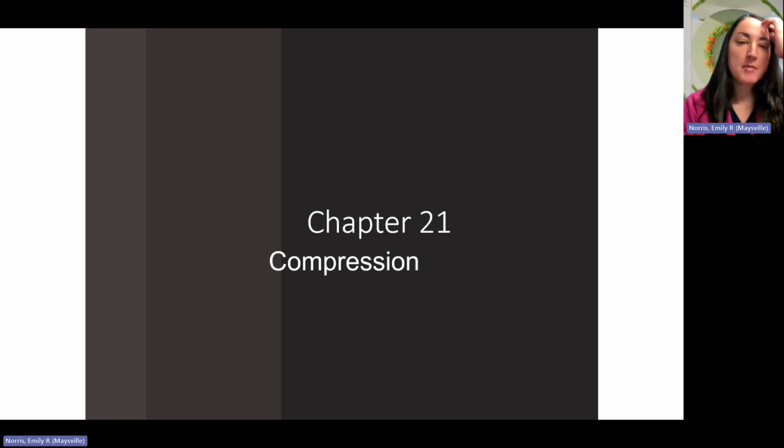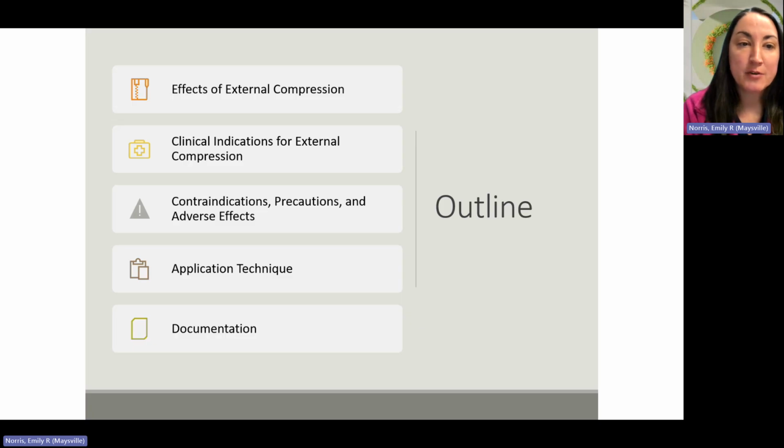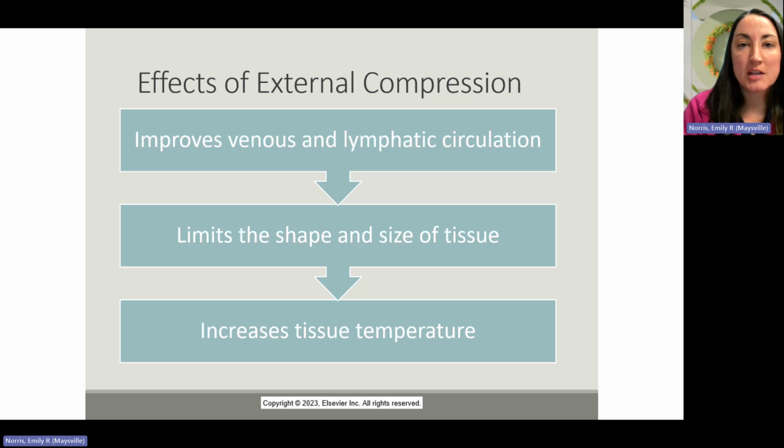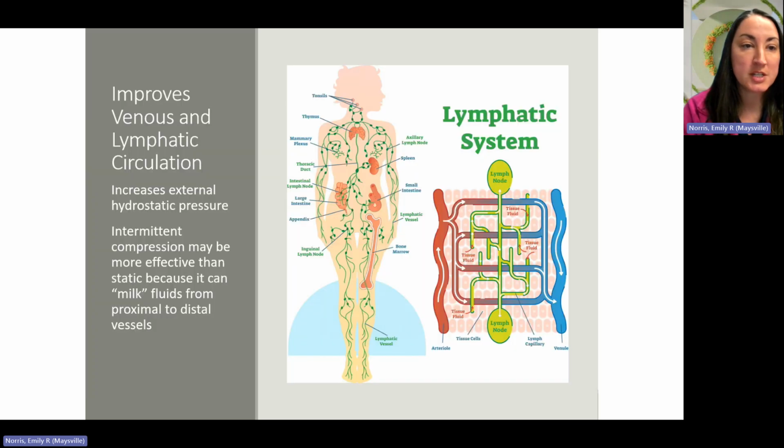All right, today we're going to talk about compression. That is chapter 21. And here is our outline for today. First, the effects of external compression. So it improves the venous and lymphatic circulation, limits the shape and size of the tissue, and increases the tissue temperature. We're going to go into each of those.